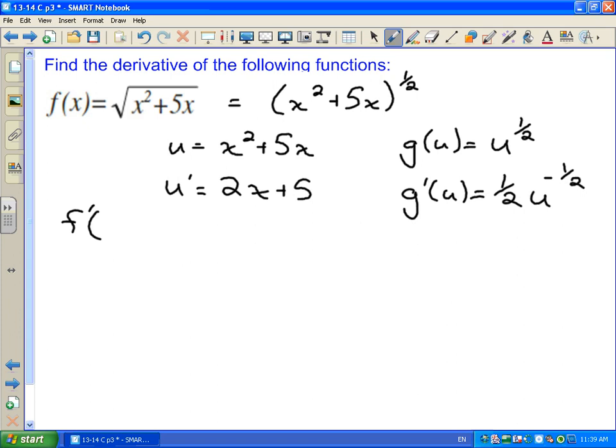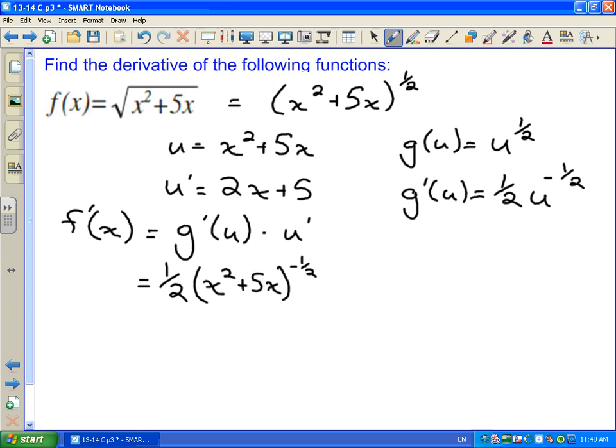So the definition of the derivative here was f primed at x is going to be g primed at u times u primed. So let's see. G primed at u is going to be 1/2 u to the negative 1/2. But let's sub in what u is here. U is x squared plus 5x. Okay. And then we're going to multiply this by u primed. Let's see, u primed is 2x plus 5. So this is all times 2x plus 5. And there's our derivative.